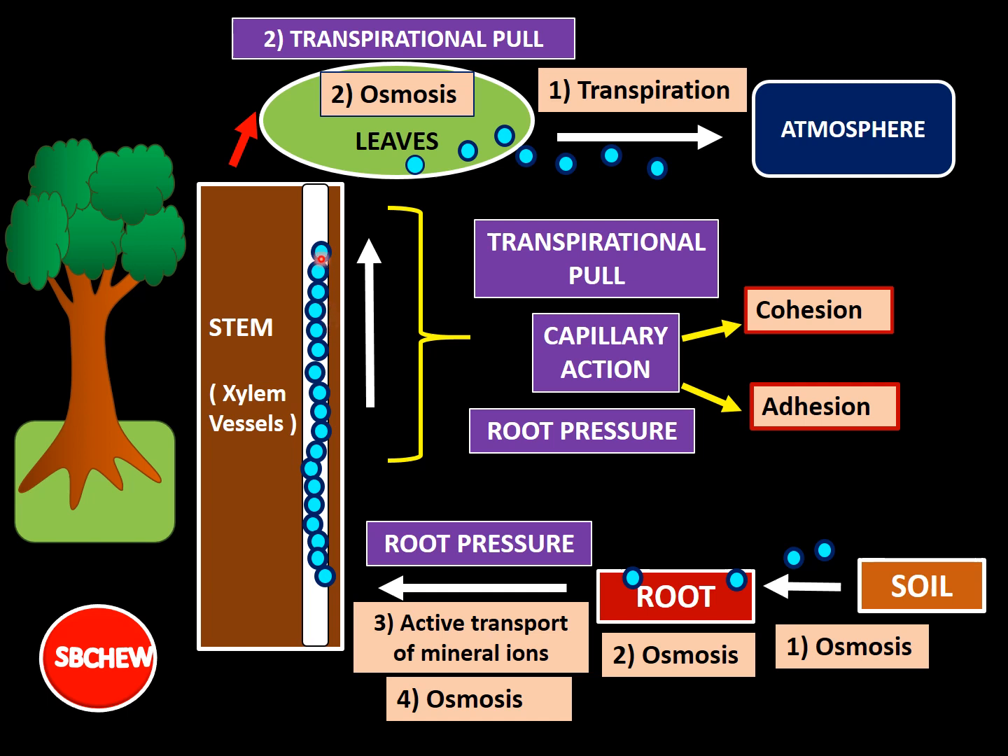The water will move up to the leaves, and another force that helps it to be pulled up to the leaves is the transpirational pull, which is produced in the leaves when transpiration occurs. Transpiration causes the water to diffuse from one leaf cell to the next by osmosis, and it also causes water to be drawn up from the xylem vessels into the leaves. So transpirational pull causes water to be drawn up from the roots to the stem and to the leaves.